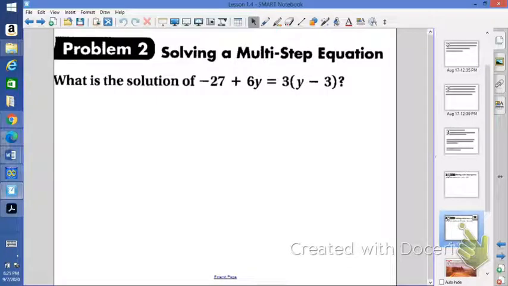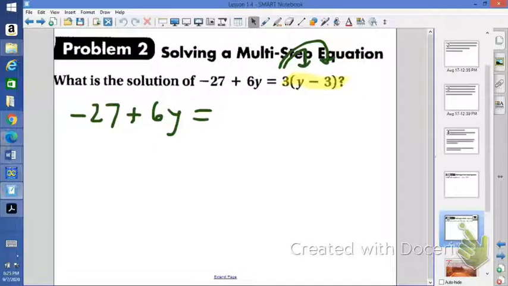Alright, problem 2. It's a multi-step equation. We need to find the solution y. Alright, so we look, can we simplify and combine like terms on the left-hand side of the equal sign? And the answer is no. Those are unlike terms. What about the right-hand side? We have 3 times y minus 3. So what we're going to do is distribute this. Distribute the 3 and rewrite it.